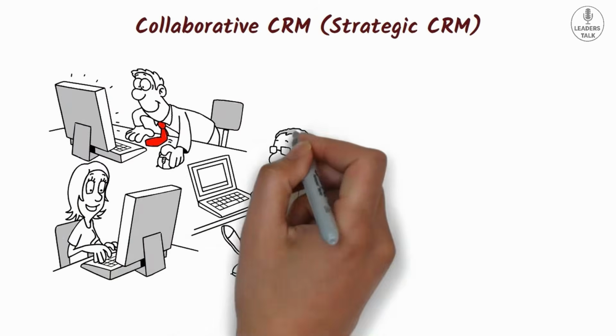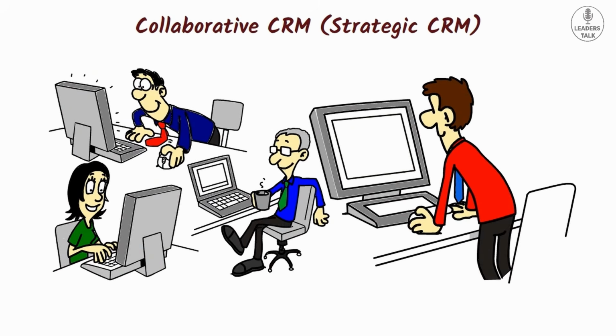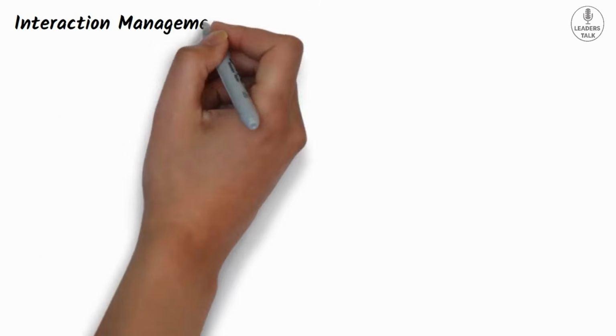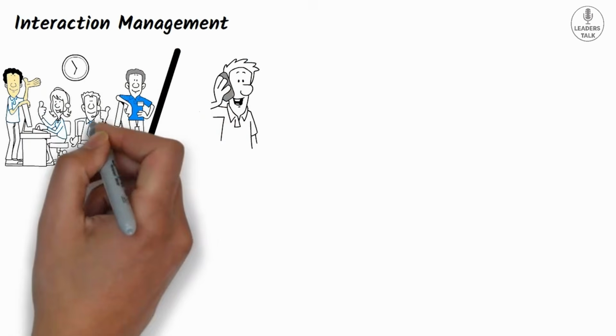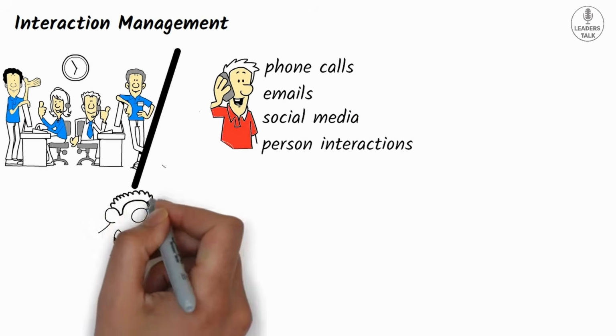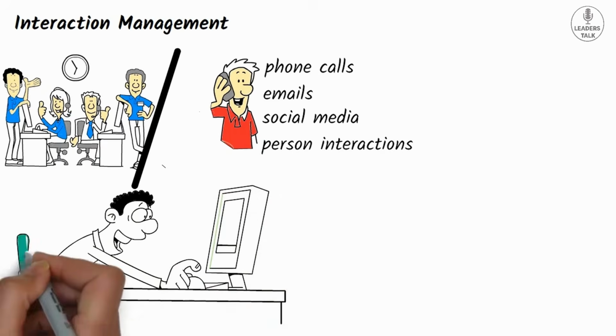Collaborative CRM, Strategic CRM. Collaborative CRM, also known as Strategic CRM, focuses on facilitating collaboration and information sharing among different departments within a company. It includes the following components. Interaction management. Interaction management involves capturing and sharing customer interactions across various touchpoints, including phone calls, emails, social media, and in-person interactions. By centralizing customer interactions in a CRM system, businesses can ensure a consistent and seamless customer experience regardless of the communication channel used.